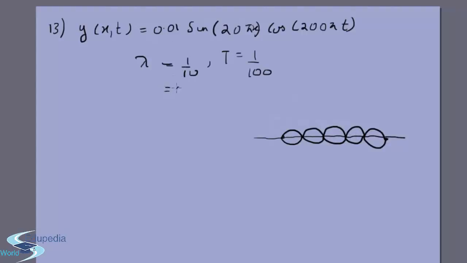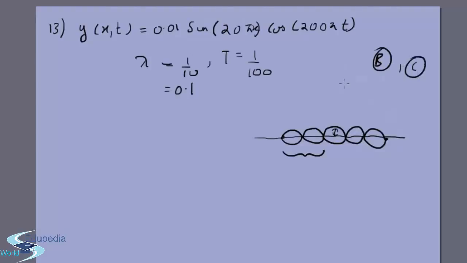And lambda is 1 by 10, which is 0.1, and lambda is this thing, right? 2 loops make a lambda. So if this is 0.1, this whole thing is 0.25. So the first statement is false, but the second statement is true, so B is true. The maximum displacement of the midpoint of the string: the midpoint is an antinode, so the maximum displacement certainly is 0.01. So C is also true.